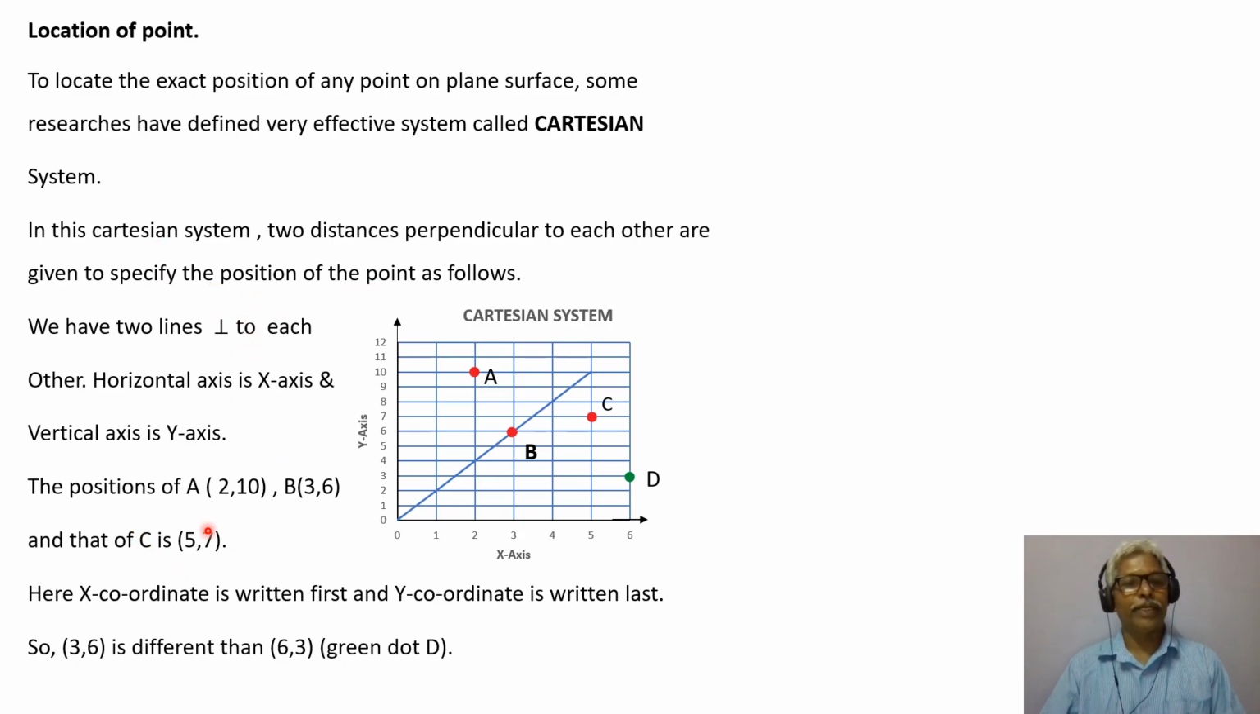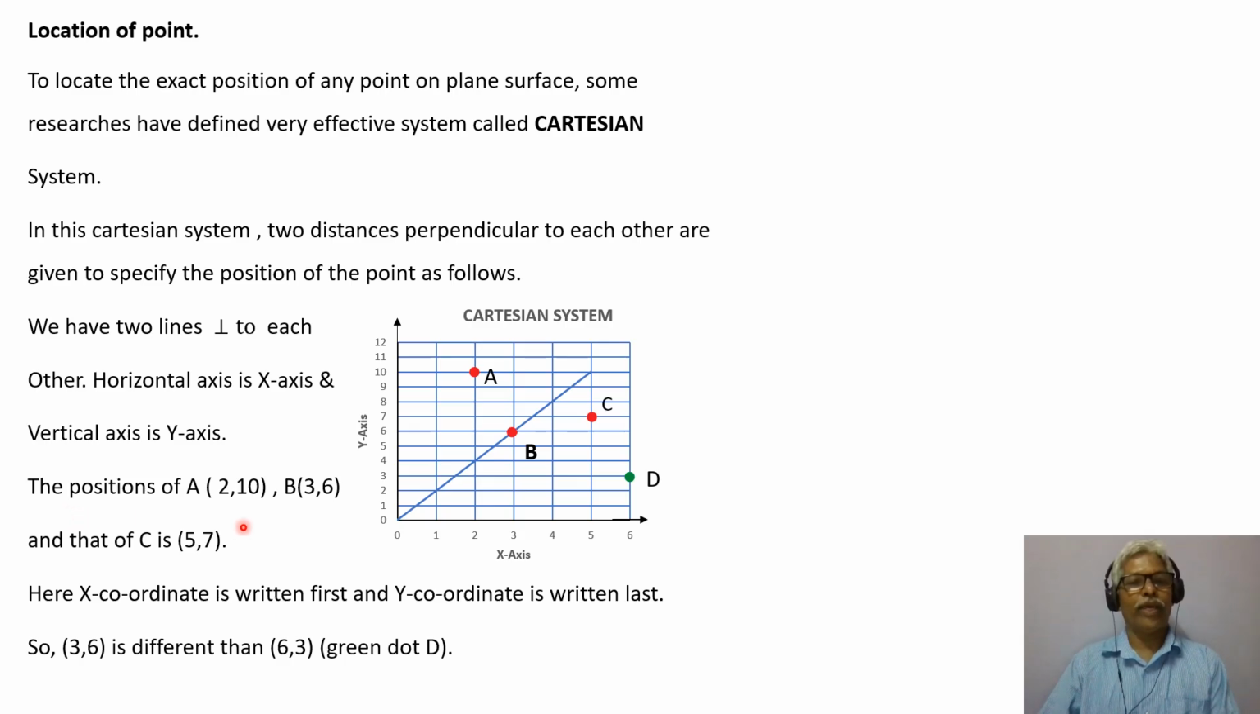This is explained here. We have two lines perpendicular to each other. These are the two lines. We call them axes, perpendicular to each other. The horizontal axis is the x-axis, and the vertical axis is the y-axis. No need to explain it again.